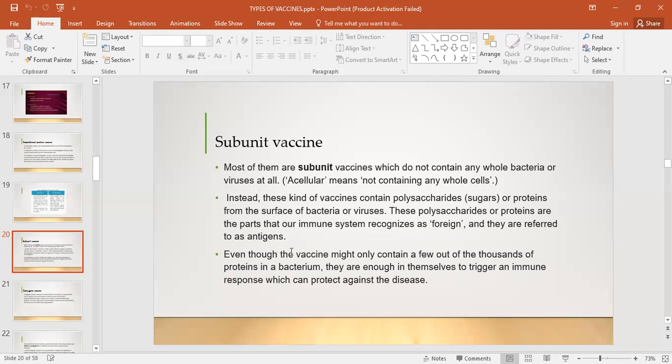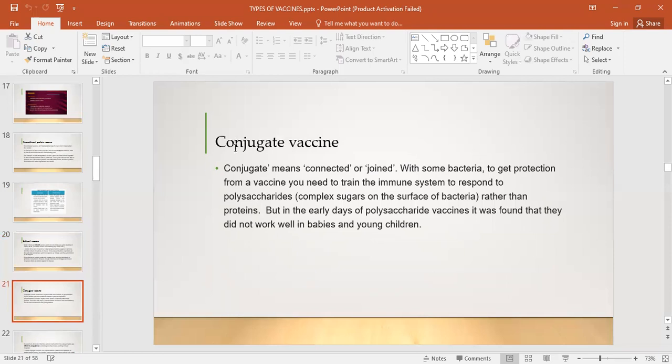Even though the vaccine might only contain a few out of the thousands of proteins in a bacterium, they are enough in themselves to trigger an immune response which can protect against the disease.